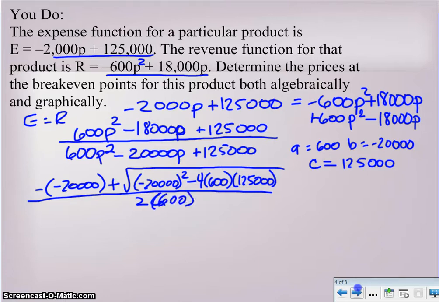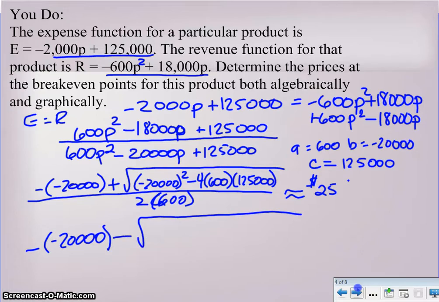And when I work that through, I get approximately $25. Second equation, I did the plus, now I'm going to do the negative. So this part is the same. The only thing that's different is a negative goes here instead of a positive. Everything else is the same.